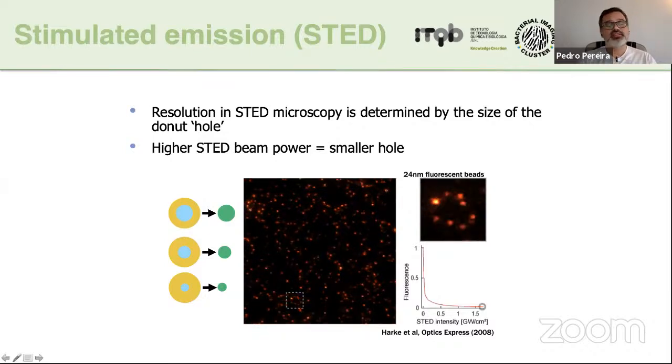And you might say, wow, this is the perfect technique. It really is very powerful, but you have to consider that you are putting a lot of power into your sample. For example, STED is used to give you the crystal structure of diamonds. But the amount of energy you have to put to see the crystal structure of a diamond would basically fry any biological sample you might want to put, okay?